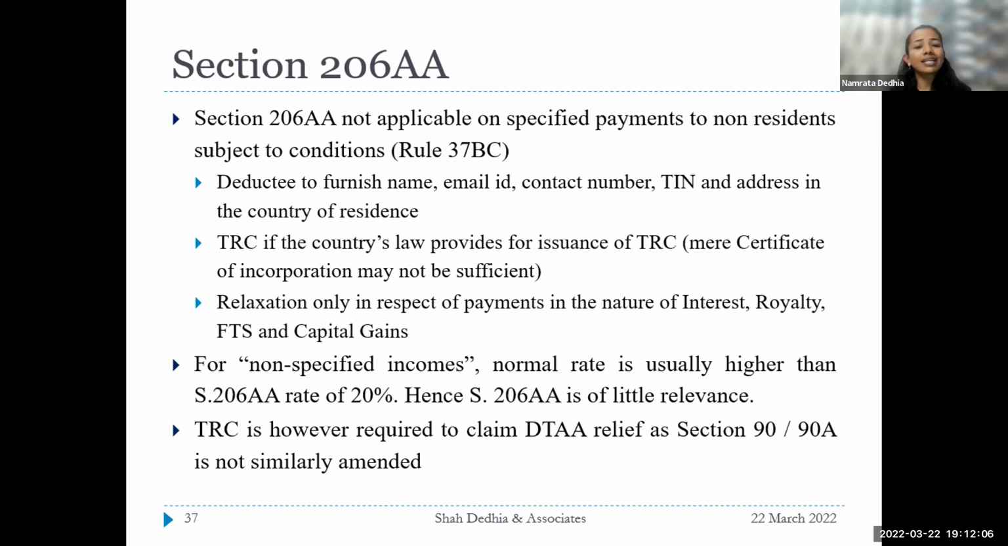For other transactions, it doesn't make a lot of difference, because typically for other transactions, a flat rate of tax is not prescribed, which means there's a high possibility that the taxability will be at MMR, which will end up being higher than the 20% rate of 206AA. So in those situations, 206AA anyway has very little role to play.